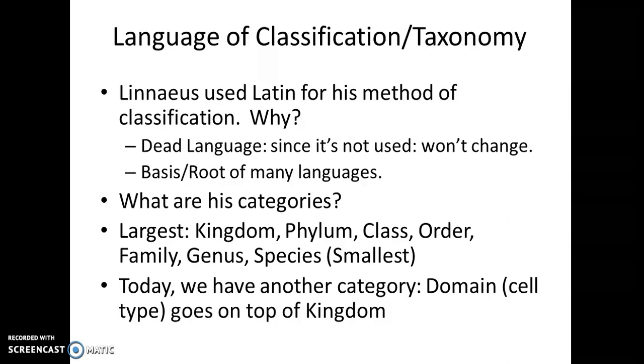Now, his categories are kingdom, phylum, class, order, family, genus, and species. Kingdom is the largest and contains the most, and species is the smallest. It contains one type of organism. Now today we have added another category because that's what we do, and that category is domain, and it is actually the largest of the categories. So it goes on top of kingdom. So it should read domain, kingdom, phylum, class, order, family, genus, and species. That's not genius, but genus and species.